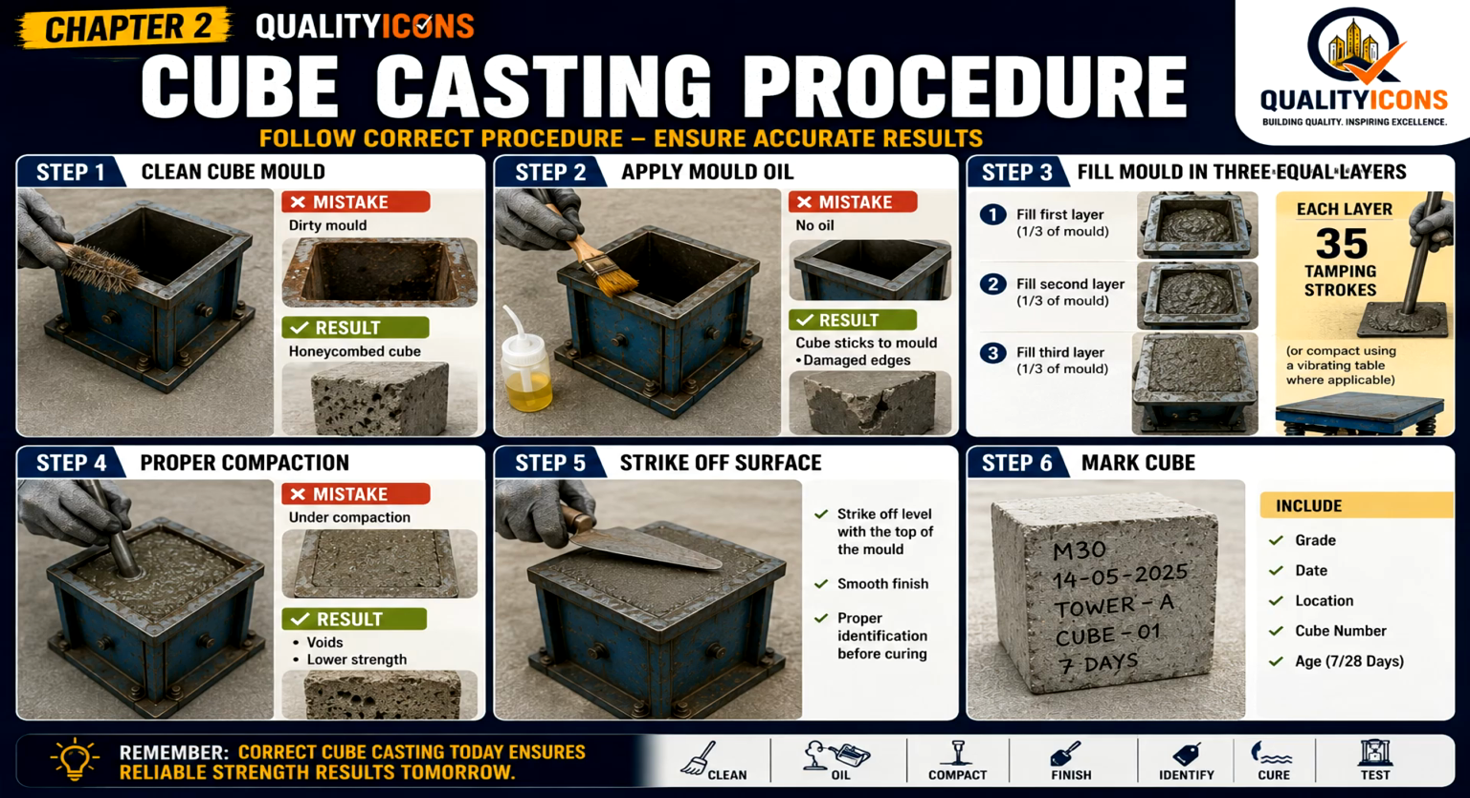Fill the mold in three equal layers. Compact each layer using 35 tamping strokes or by using a vibrating table where applicable. Strike off the top surface smoothly and level it with the mold. Finally, identify each cube clearly with the concrete grade, date, location, cube number and testing age. Proper casting produces reliable test specimens.